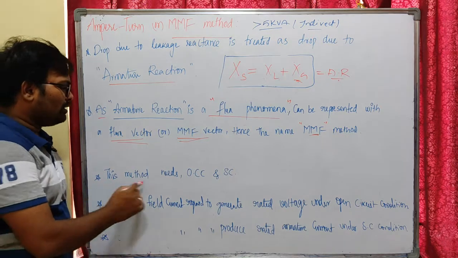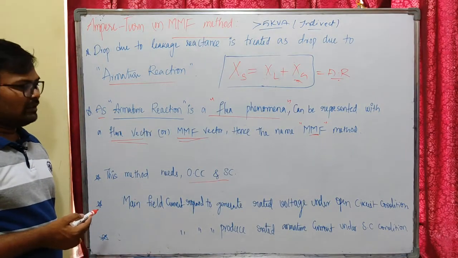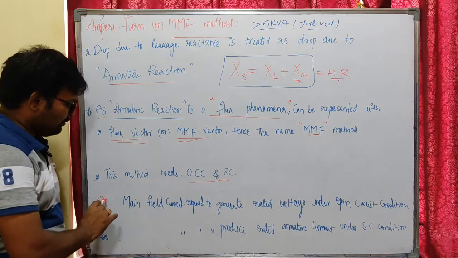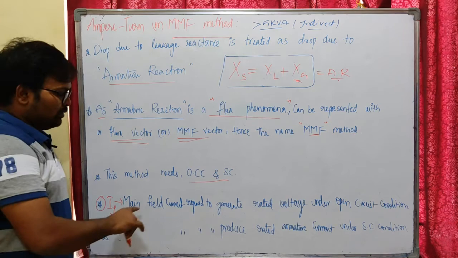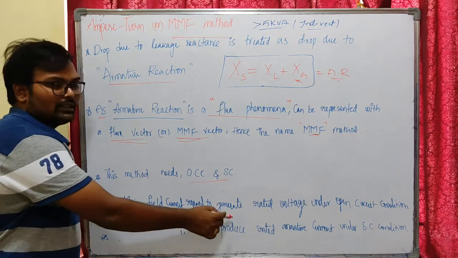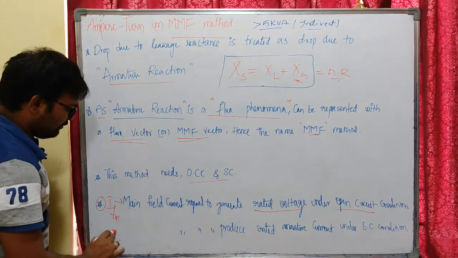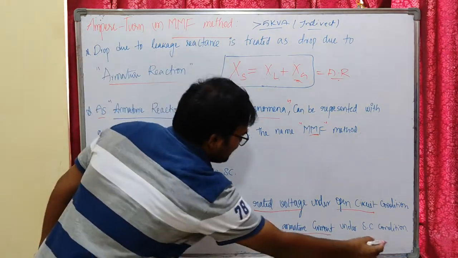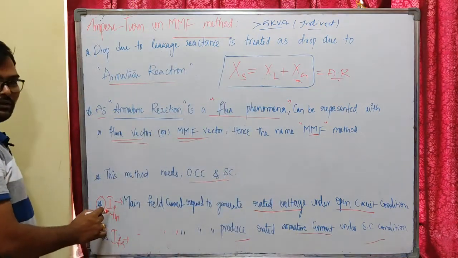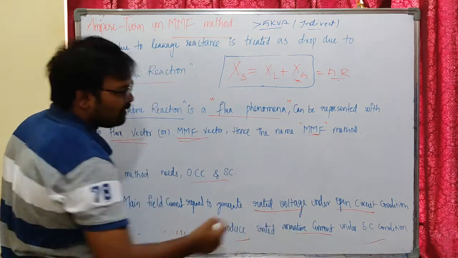Here also we need two characteristics: the OCC and the short circuit characteristics. But here we will have two types of field currents. IFM is the main field current required to generate rated voltage under open circuit condition, and IFA is the field current to produce rated armature current under short circuit condition.